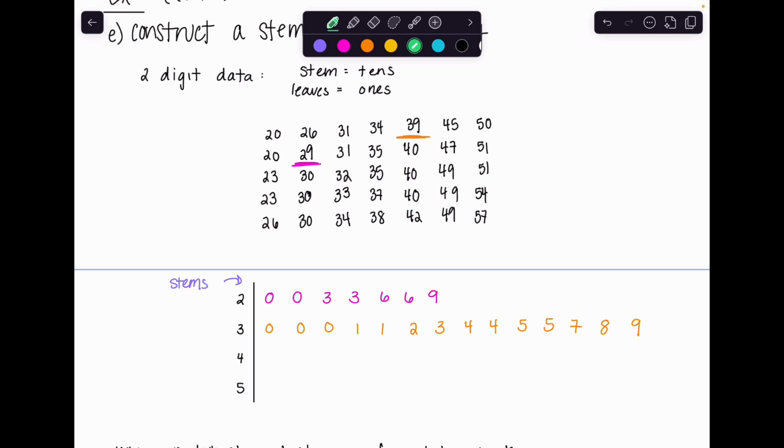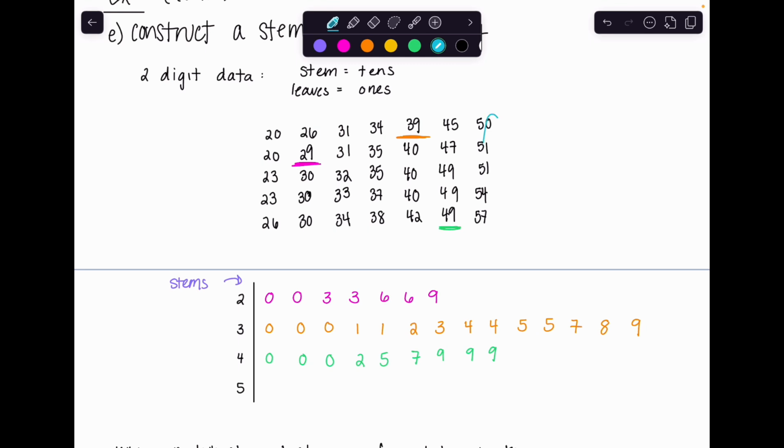Next up, we go through the 4s, and thankfully we don't have as many as those. So starting out, we have 3 40s, so 3 zeros, a single 42, so a single 2, then a single 45, a single 47, and then 3 49s. So we put 3 9s.